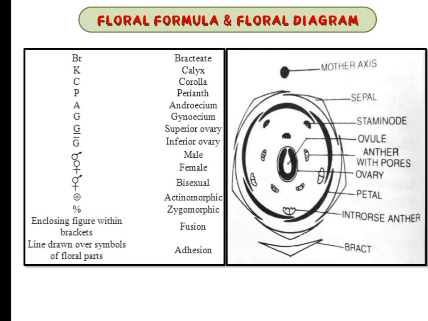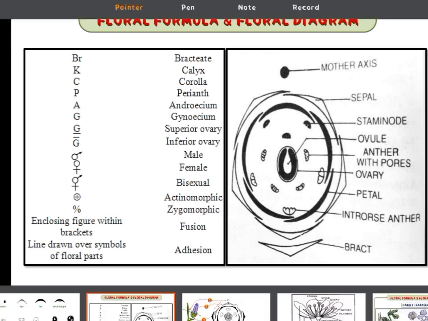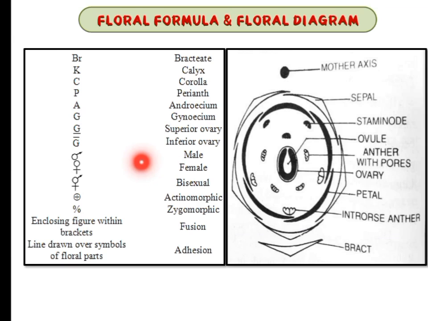Okay, if it is zygomorphic, you can use a percentage sign, or you just draw a circle and draw one vertical line, no need of a horizontal line. Okay, so that is called zygomorphic. Then what are the conditions which we use for fusion and adhesion? Fusion, we already know, if the sepals are fused, we will call it gamosepalous, and if the petals are fused, we will call it gamopetalous.